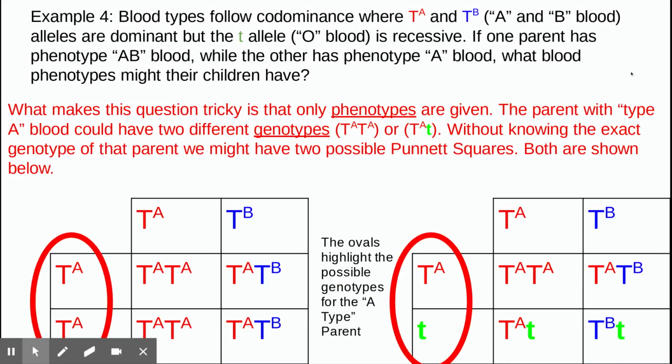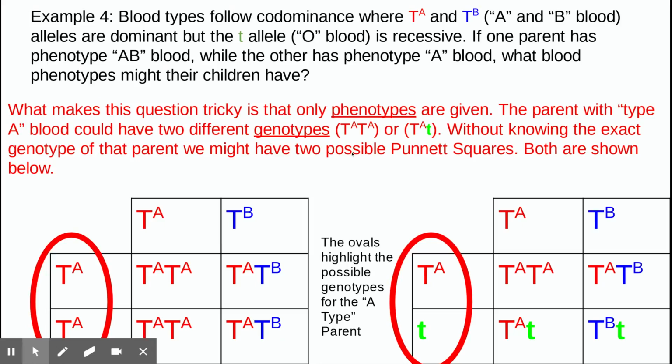All right, example 4. This time, we're following codominance. So we have a dominant A blood type and a dominant B blood type, and then we have a recessive O blood type. So we have this notation with the superscripts for the dominant and the lowercase letter for the recessive. So if one parent has the phenotype for AB blood and the other has a phenotype for A blood, notice they're telling us phenotypes. What is the blood phenotype that the children might have?